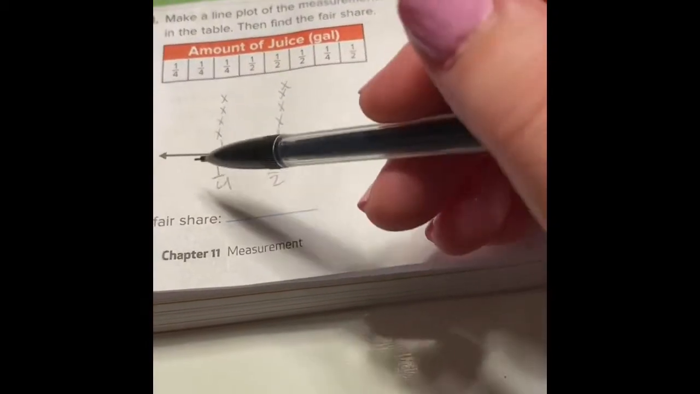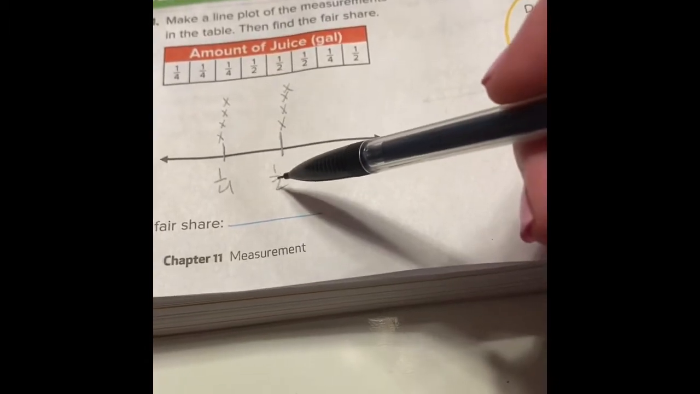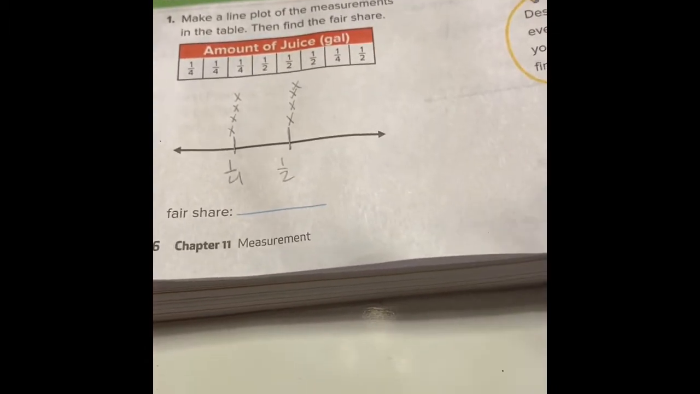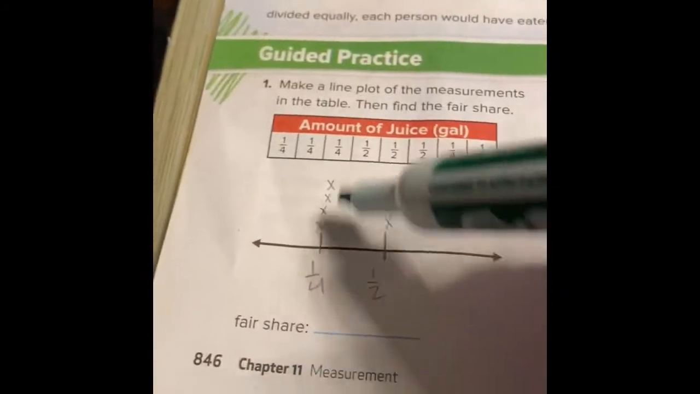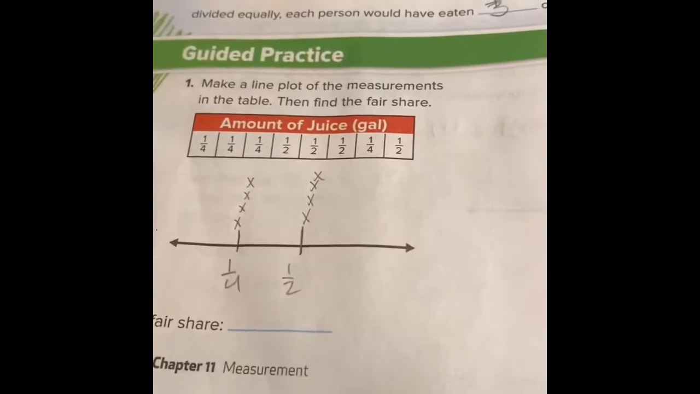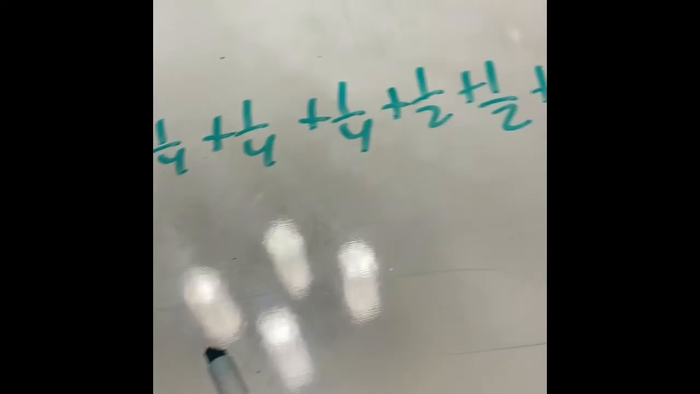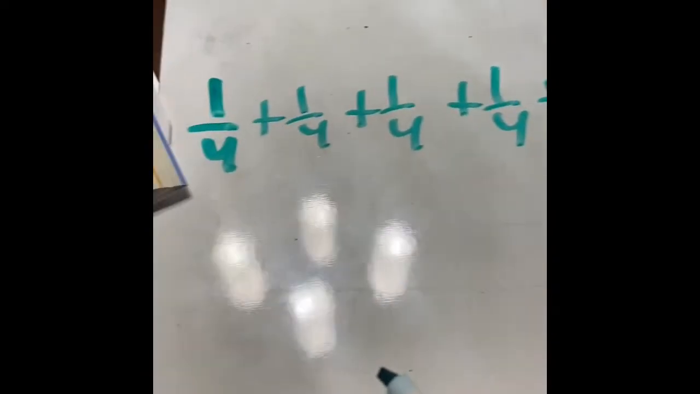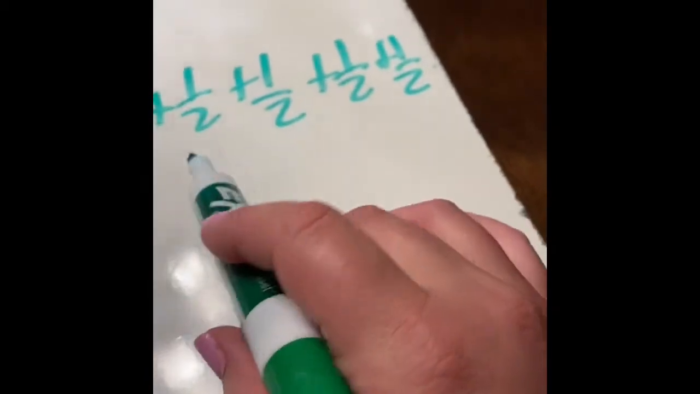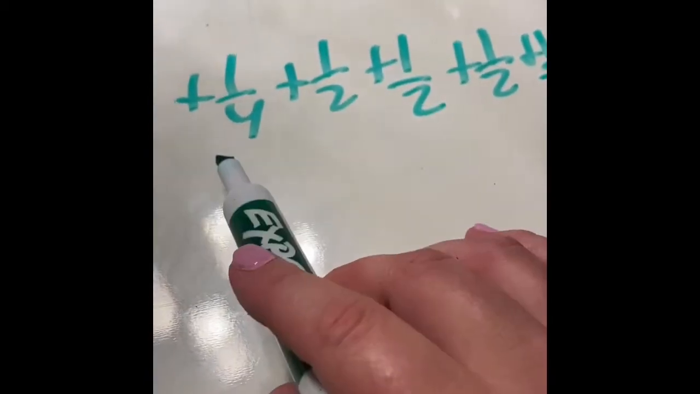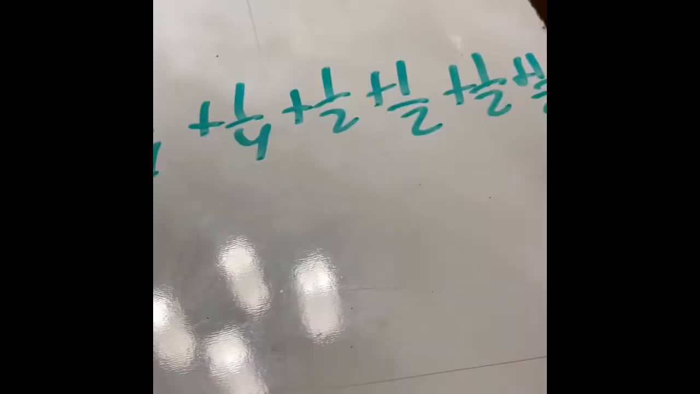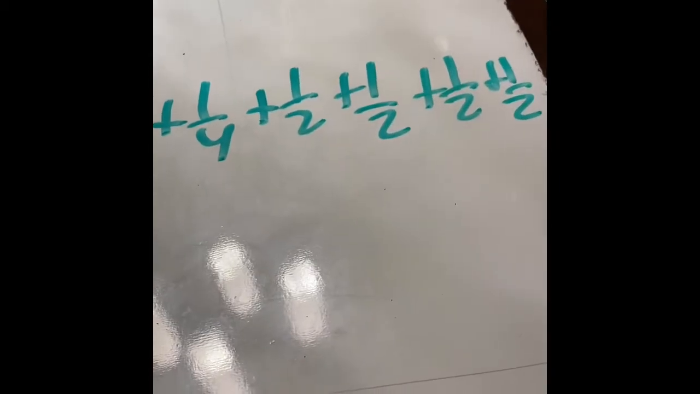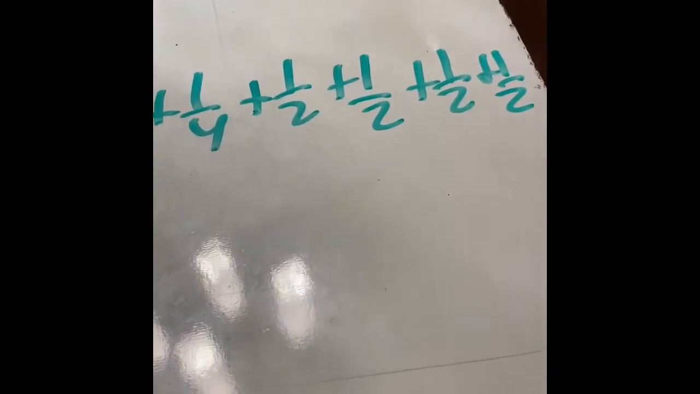So what I need to do is I need to add 1/4 4 times. I need to add 1/2 4 times. So from my line plot over here, I have 4 1/4ths and 4 1/2ths. I need to add them all together. So I wrote them all out right here. But if you remember, if they have different denominators, these are different from these. So I need to change the fractions so that they have the same denominators.